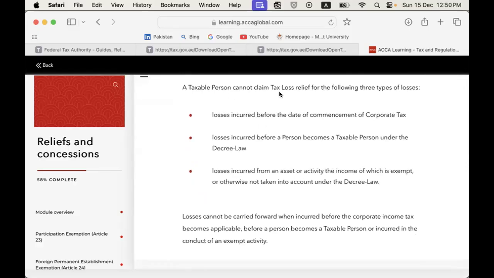A taxable person cannot claim tax loss relief for the following 3 types of losses. Now, a key point here. You remember the exemption angle? So when we have an income statement, let's say, of a client of ours, and we see that there are some incomes in that income statement which were actually exempt income, how would we deal with that? On a practical note, you're doing a working on Excel. How will you deal with that income statement?